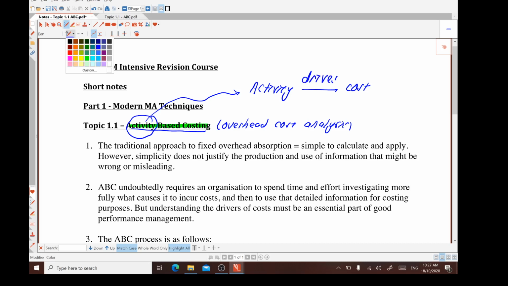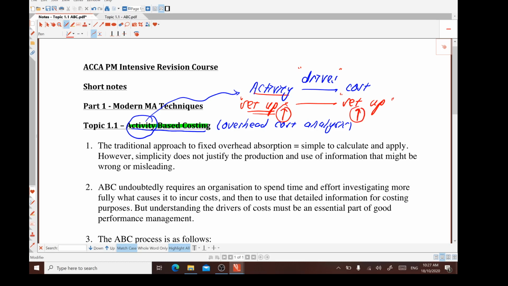Now, some students may be asking, Steffi, when you mention drive the cost, what does it indicate? Now let me just quote you an example. Let's say one of the key activities in the business is the setup activity. Therefore, this will give rise to the setup cost. Can you see that? So therefore, we know that in a way, because of the setup, the cost arises. And not to forget, the higher the activity rate, the higher the cost.